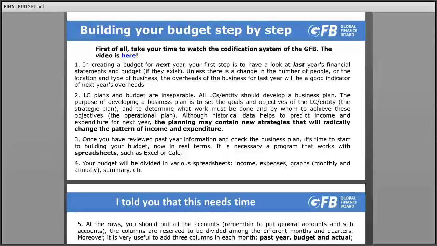Once you have reviewed past year information and checked the business plan, it's time to start building your budget, now in real terms. You are going to need a software program that works with spreadsheets, such as Excel or Calc. Your budget will be divided in various spreadsheets, the summary, income, expenses, and you can also add graphs, etc.